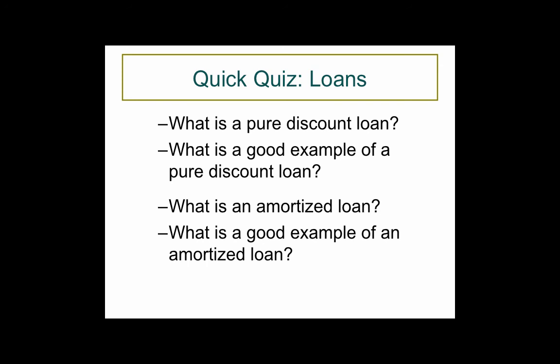What is an amortized loan? Obviously, we're talking about something that's going to have equal payments for a fixed period of time, but that's going to pay more interest off in the beginning and more principal off towards the end. Eventually, it should go down to zero. A good example of this is obviously a mortgage on a house, right?